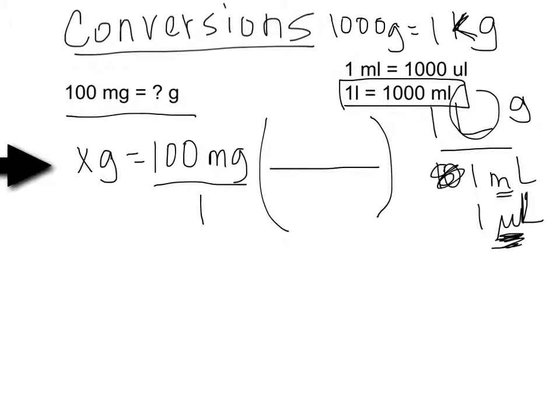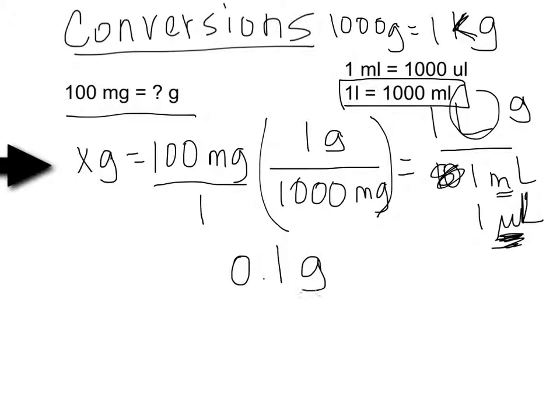There are 1,000 milligrams in a gram. I want gram on top because that's the unit I want, so I'm going to put 1,000 down here. So 1 gram equals 1,000 milligrams. Then you just take 100 and divide it by 1,000, and you should get 0.1 grams. This is a conversion that we do a lot, because our balances weigh in grams, and lots of times ingredients say milligrams, so you have to convert to grams.